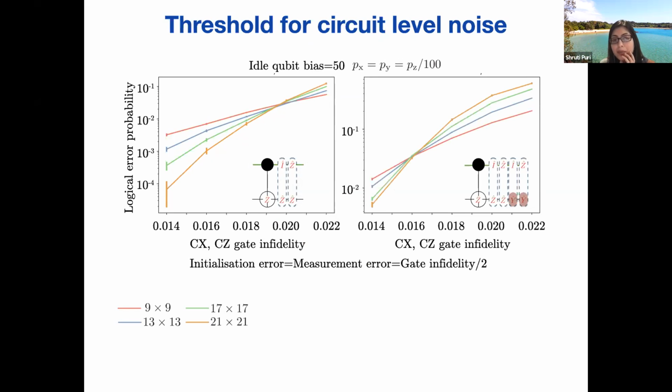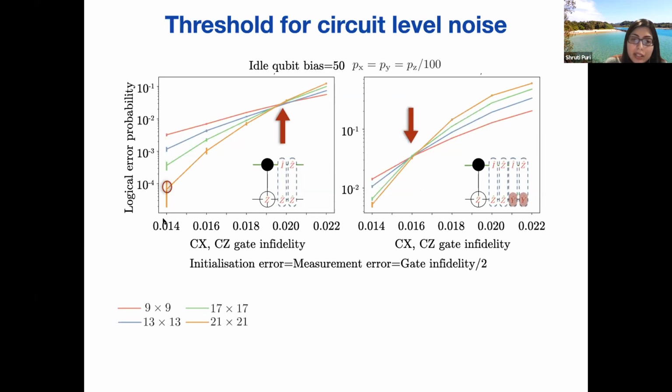Now, suppose I don't have this bias-preserving CNOT gate, and if I choose a CNOT gate in which the Z errors are being also converted to Y errors, then I do the same thing, and now I get another point of crossing. So in this case, the threshold is about 2%, and in this case, the threshold is about 1.6%. So having a bias-preserving CNOT gate actually helps you to get a higher threshold. What is also important is to look at what is the logical error rate.